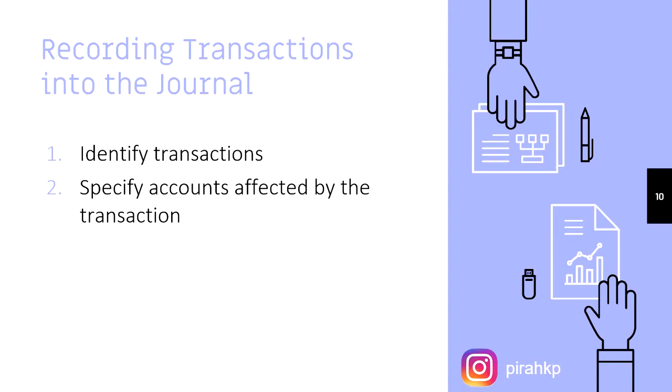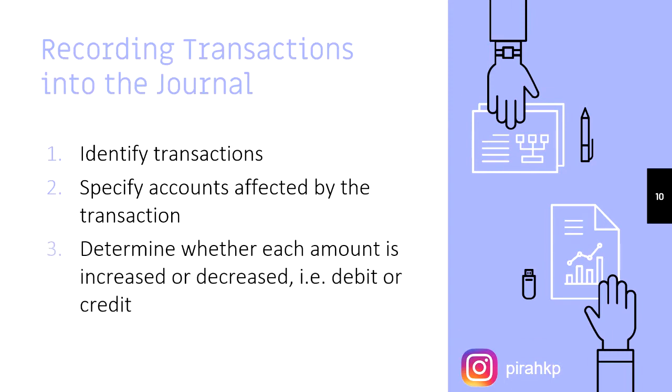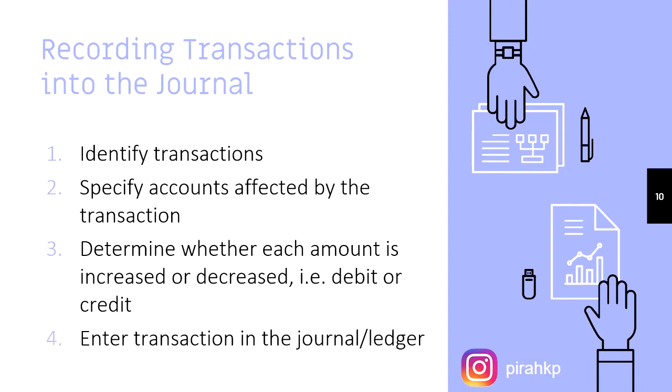Now specify accounts. You know, we bought a pen. Okay, pen is one account and we paid cash for it. Cash is the other account. Next comes determine whether each amount is increased or decreased. That is debit or credit. We have already understood it. Pen is our debit and cash is our credit. And then last step is to enter transaction in the journal or ledger. Now this is the last step. Once you have identified and specified and determined, now you are going to enter your transaction in the journal or ledger within the format that I just told you.